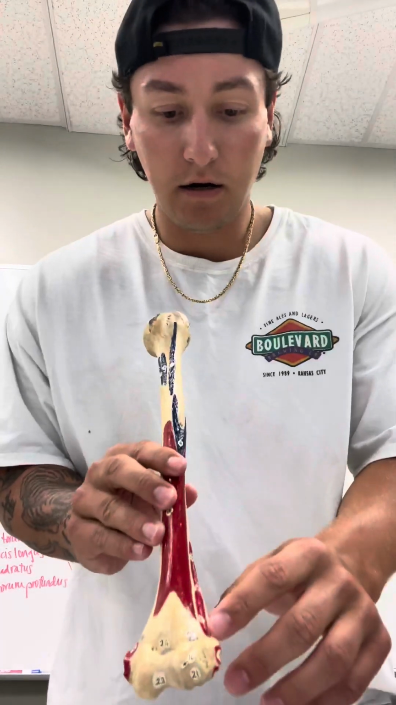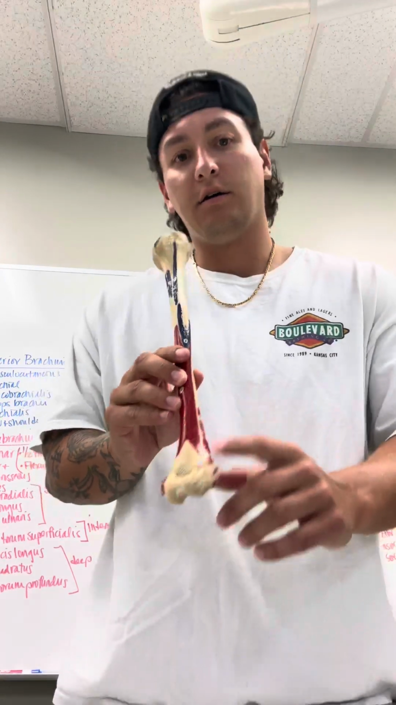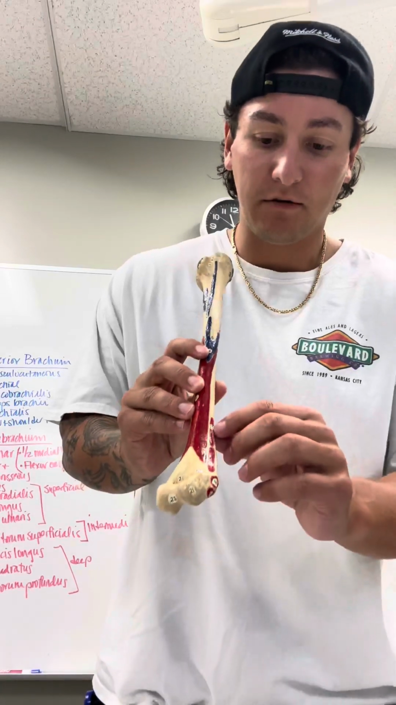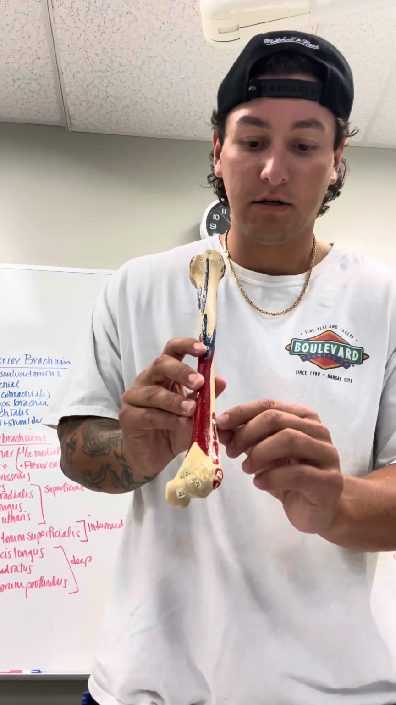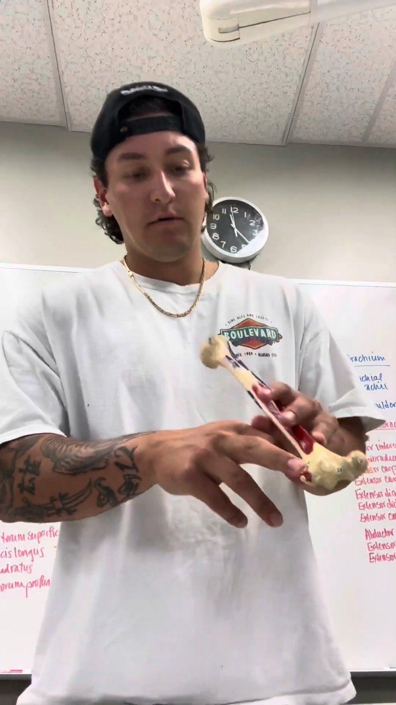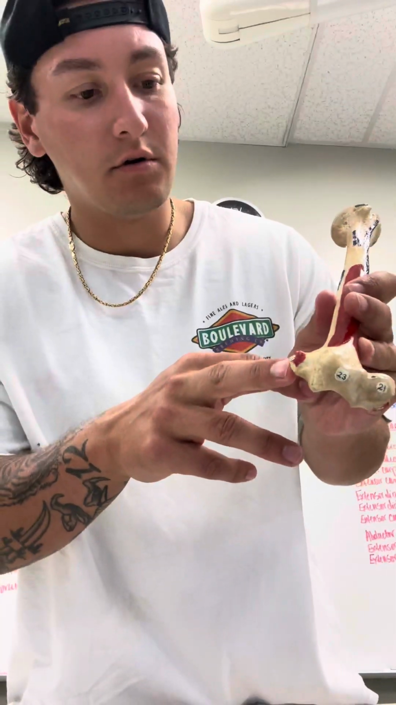And right here we have the extensor carpi radialis longus origin, and then right here we have the brachioradialis origin, and then on the medial side we have the pronator teres, and then the common flexor origin.